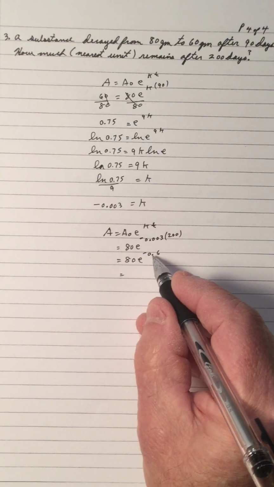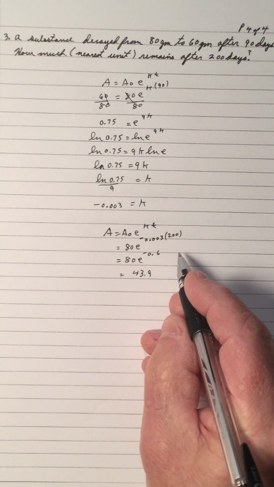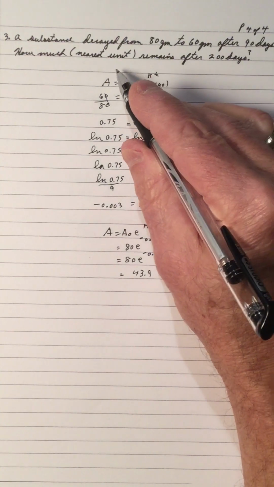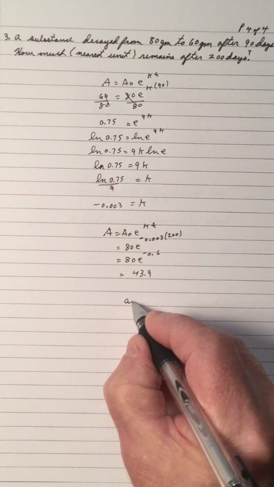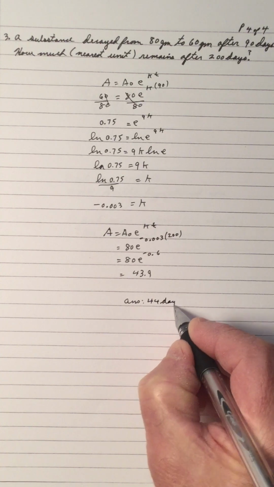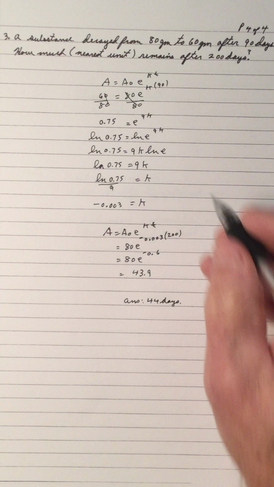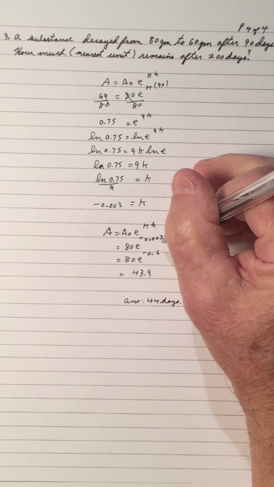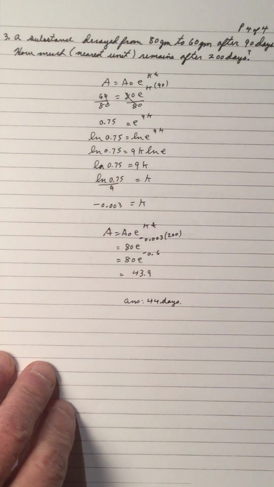Plug this in a calculator and you get 43.9. And it says to the nearest unit, that's the nearest day. So the answer is 44 days. Again, similar to the other problem where we had to get the rate first and then use the rate and the time to come up with the amount after the 200 days.